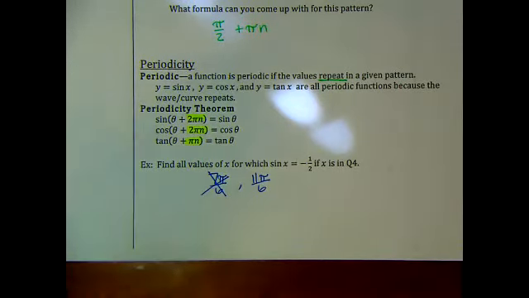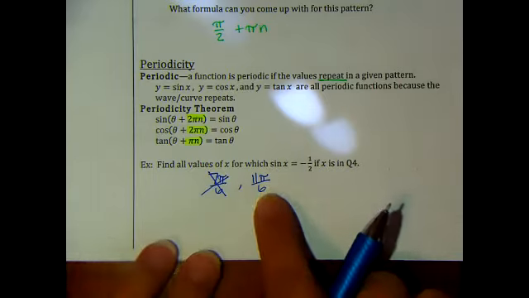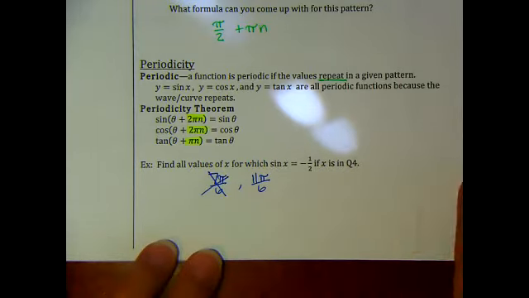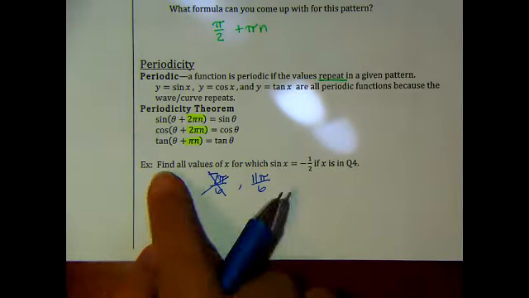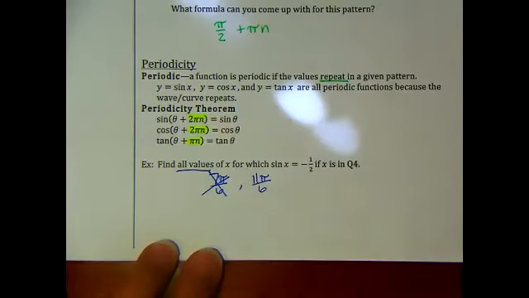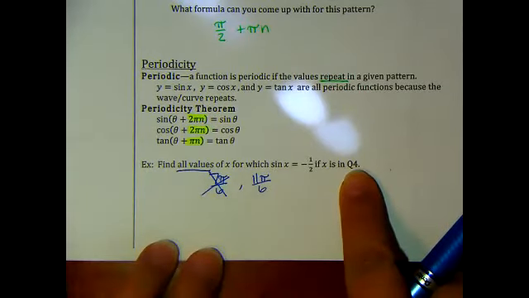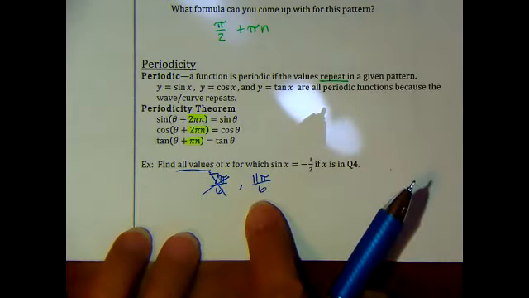Okay, but here's the thing. They did not tell me to only get the value that is between 0 and 2 pi. They said find all the values, right? That would end up being in quadrant 4. So what does that mean? That means I have to apply periodicity.